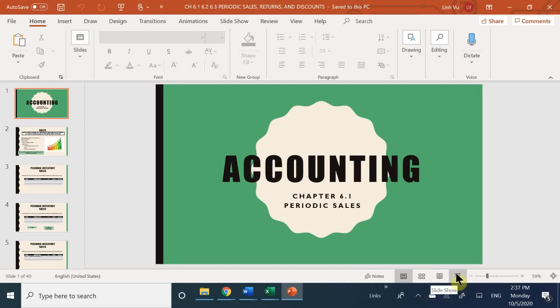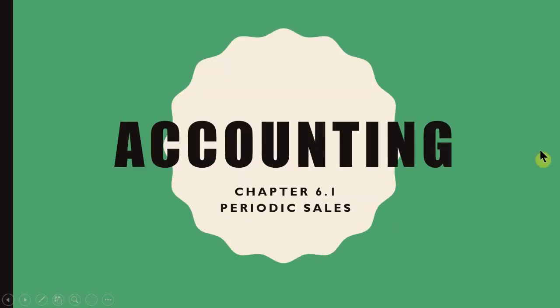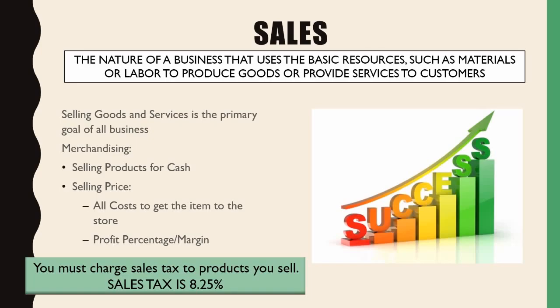Welcome back, everybody. Now that we finally went through our first section, which was chapter 5, dealing with our periodic purchases, we got to see what it looks like when we make our purchases and what it takes to calculate the cost of goods sold at the end of the period. Now we're going to be introduced to the second portion of the periodic inventory, which is calculating and journalizing sales. So 6.1 is actually focusing on sales.